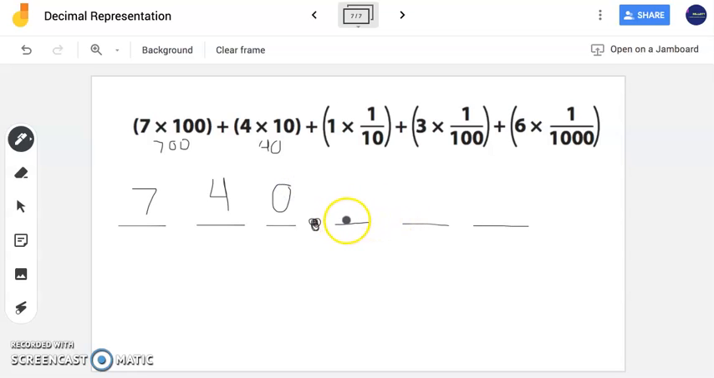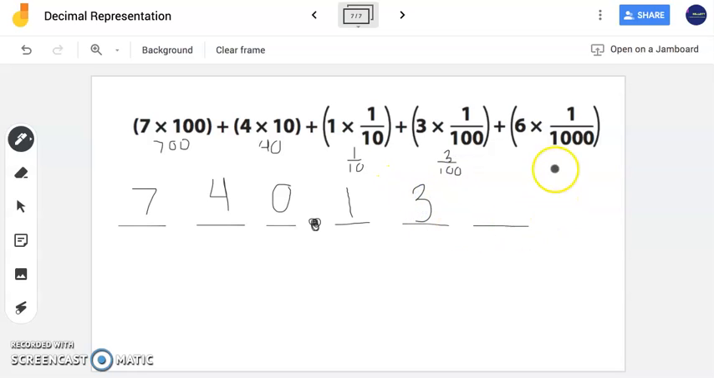Now I'm going to move to the right of my decimal point. I have 1 times 1/10, which we know is equivalent to 1/10. And that's the value of the digit in my tenths place. Therefore, the digit is a 1. Now I have 3 times 1/100, which is equivalent to 3/100. And notice this is telling me again that that digit in my hundredths place is going to be a 3.